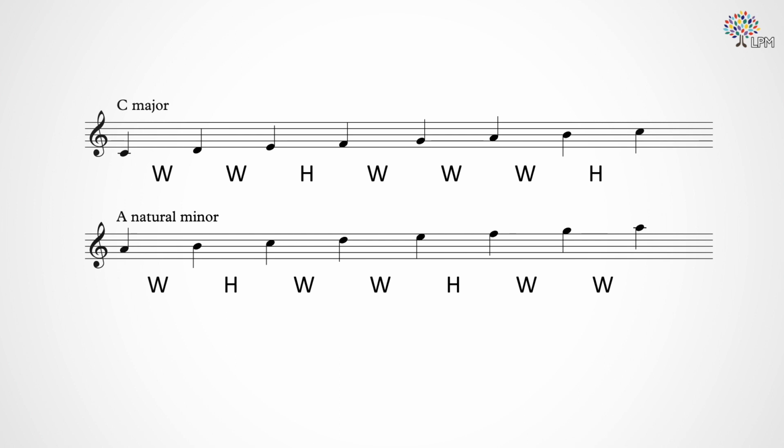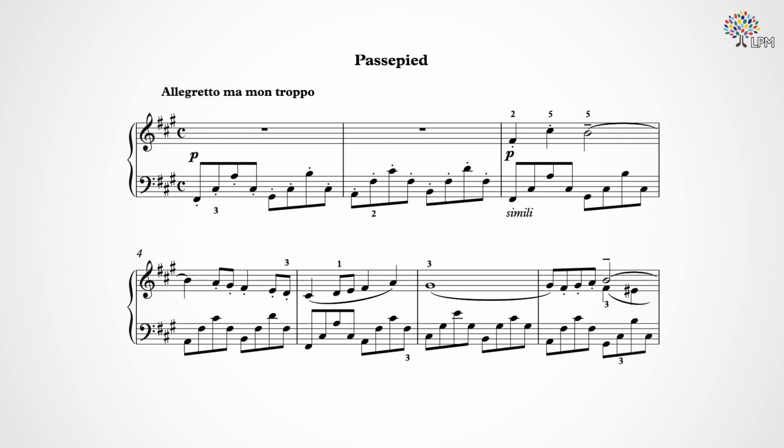Now, natural minor is not going to be quite as common in Western classical music as other forms of minor tend to be, but it still appears sometimes. Let's hear a few examples.